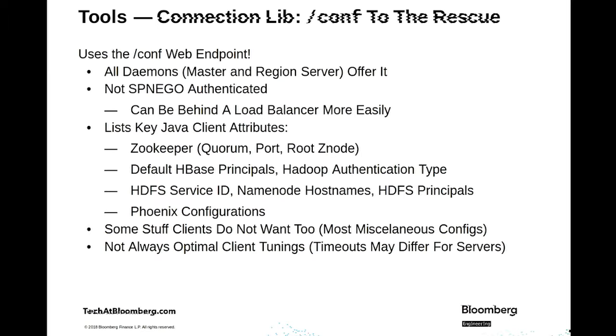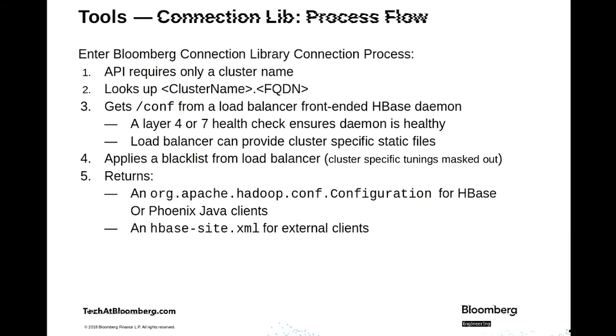This, luckily, is about as simple as it can get, but at least those key Java client attributes that you really need, the Zookeeper quorum information, the default principals, the service ID, Phoenix configuration, it still does have all that stuff you don't want clients to have, most of those miscellaneous configurations, and it's not always those optimal client tunings.